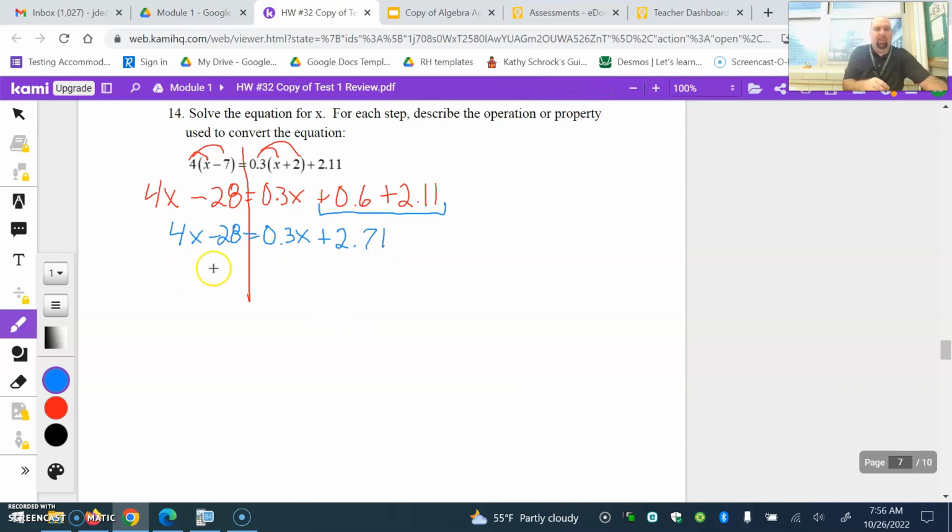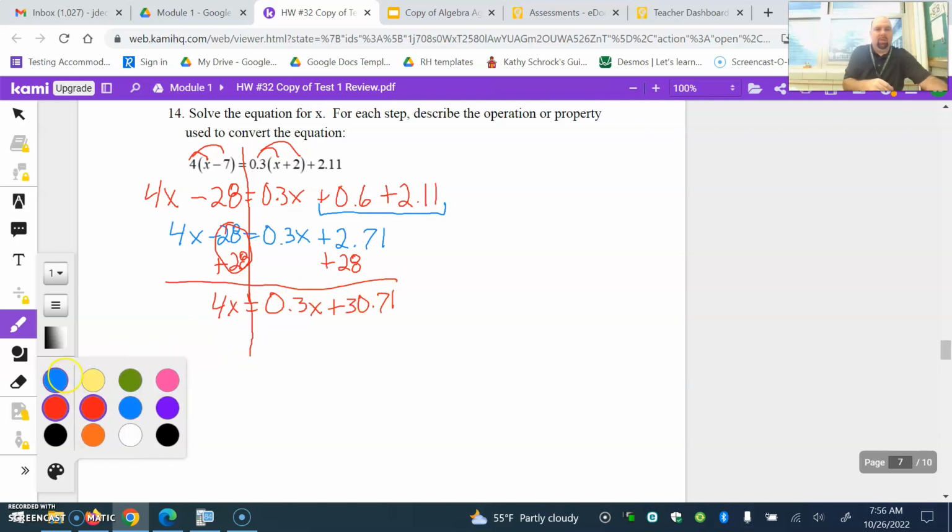Now I need to start doing some of my other algebra skills, like how about let's add 28 to both sides. And that's the addition property of equality. So I'm adding the same number on both sides of the equal sign. So I'm left with 4x on the left side equals 0.3x plus 30.71.